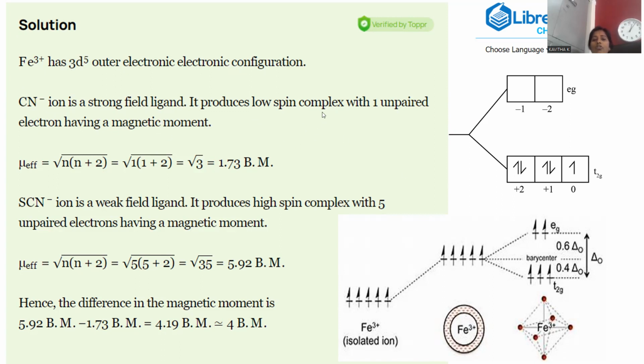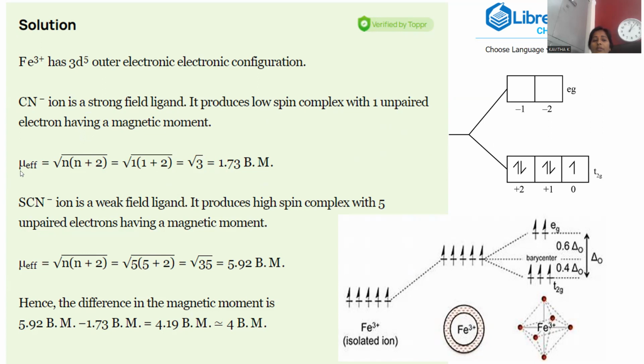It produces a low spin complex. Whenever CN- is there, the strong field always gives rise to low spin complexes. Low spin means the electrons tend to pair up. There are only 5 electrons, and since 5 is an odd number, 4 electrons get paired and 1 odd electron remains. So low spin always gives rise to pairing of electrons under a strong field ligand. At that condition, one unpaired electron is located.